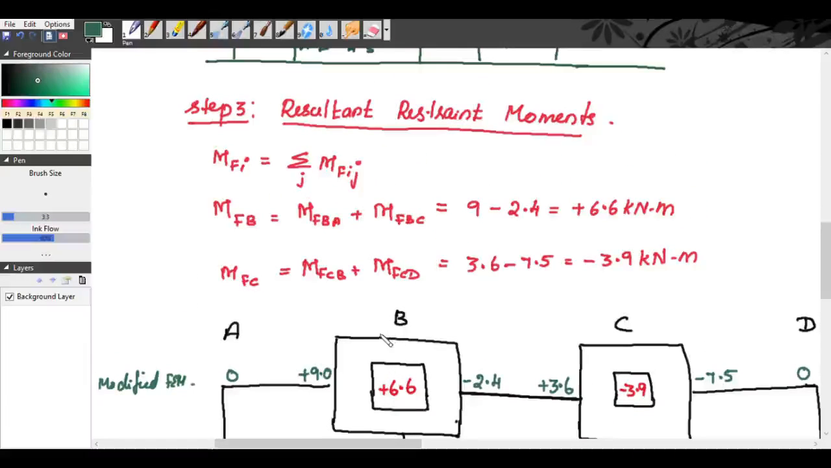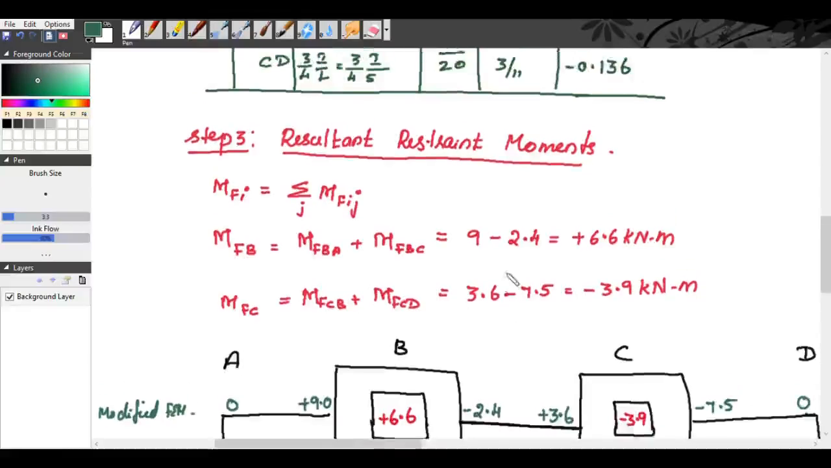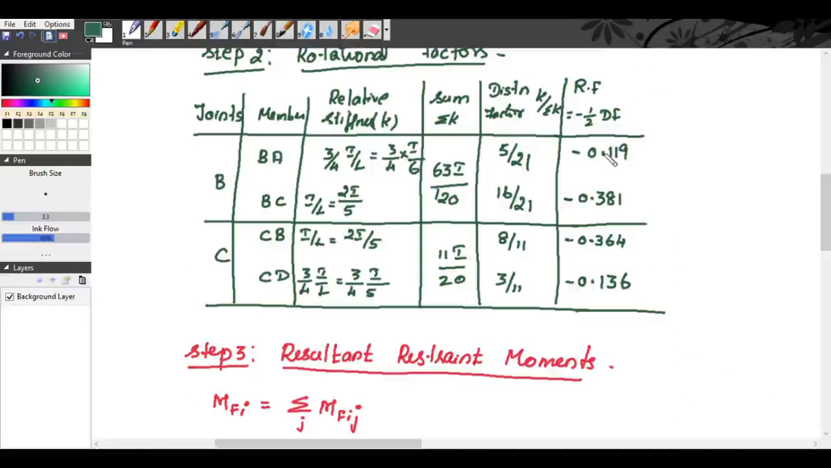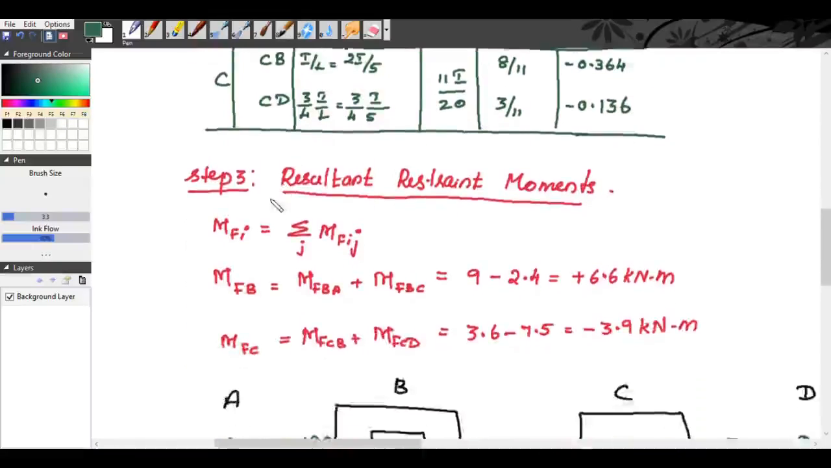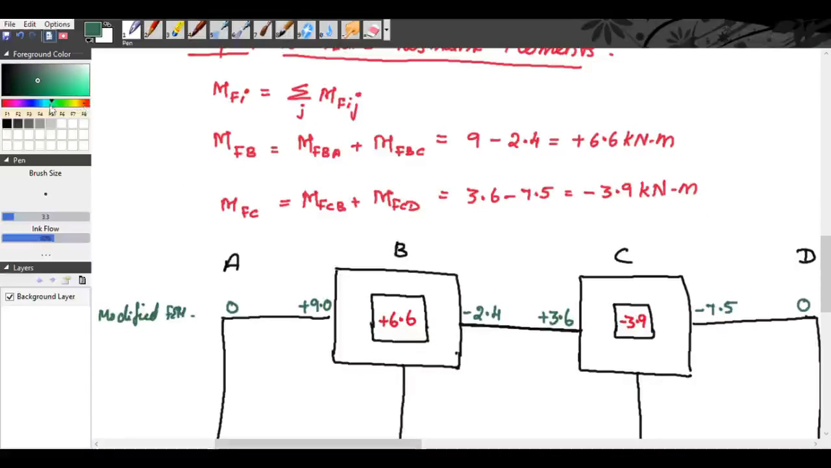Now we will write the rotation factors at joint B. We have the members BA and BC. So the rotation factors are minus 0.119 and minus 0.381.